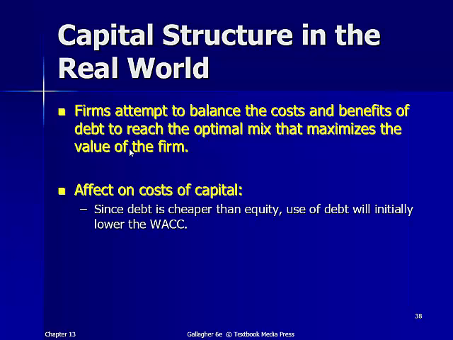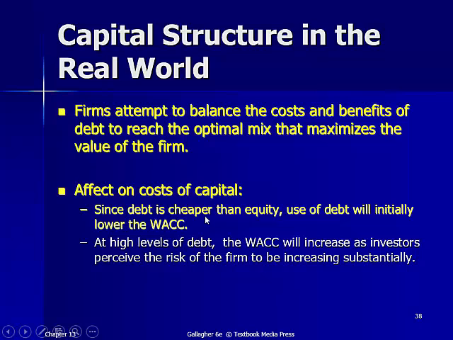So when you add debt to your capital structure, if you start out from a no debt scenario, the use of debt will initially lower your weighted average cost of capital. As you continue to add more and more debt, at some point you're going to reach the point where you are now increasing your weighted average cost of capital, and this is a bad thing. You are not maximizing the firm when your weighted average cost of capital is going up.